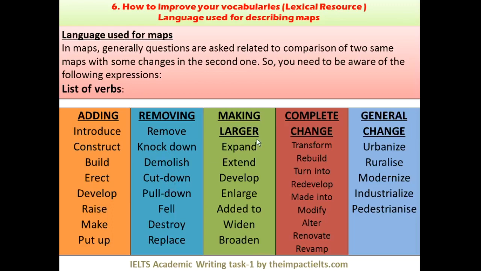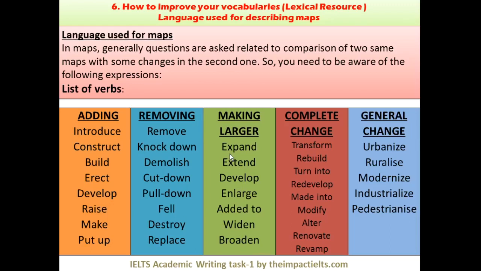If something is made larger, you should try to use specific verbs. So suppose there was an existing building and now the same building was made a bit larger, then you should try to use these. So you can say that the lower floor of the building has been, depending again on the tense, if it comes to the present time, you say has been extended or was extended, right? So developed, enlarged, added to, widened, broadened. Perhaps you know the meaning of this, expansion and all this.